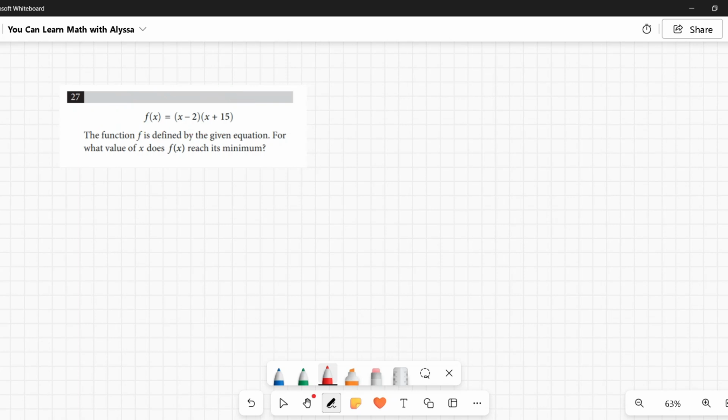So, two ways you can do this. You can plug it into your graphing calculator, and then, wherever it ends up, you find the minimum, and then you say, what is the x value at that minimum? That's it.